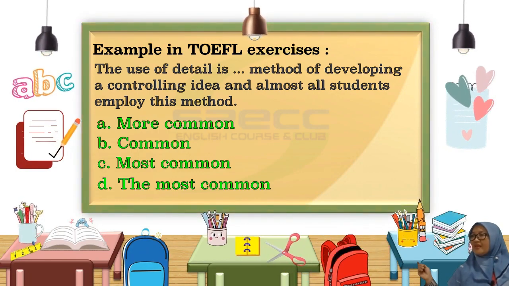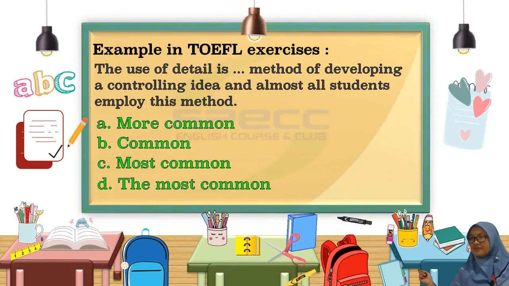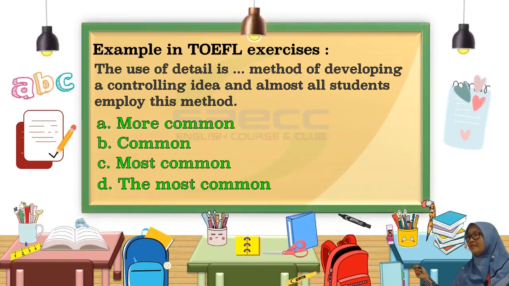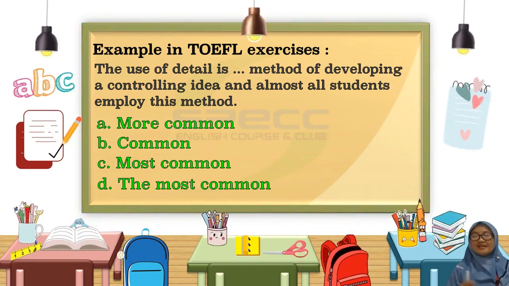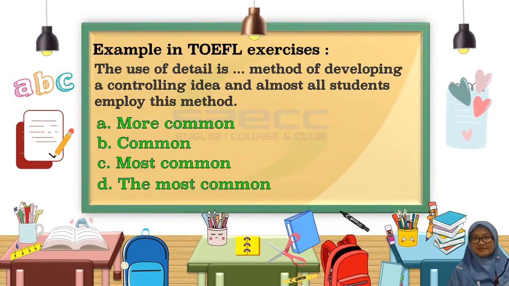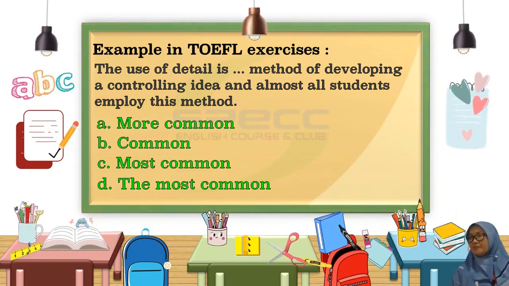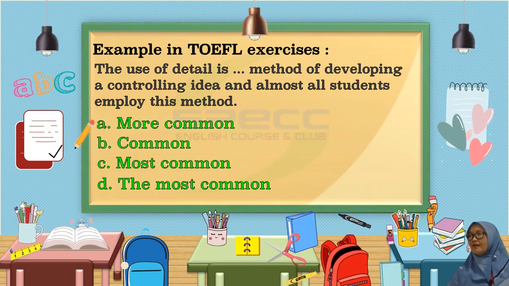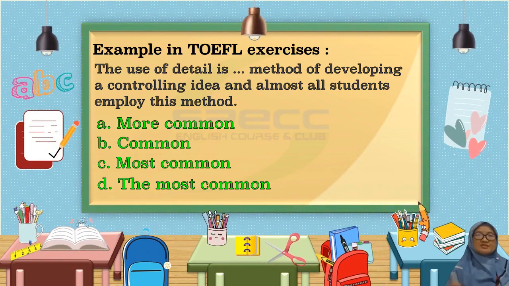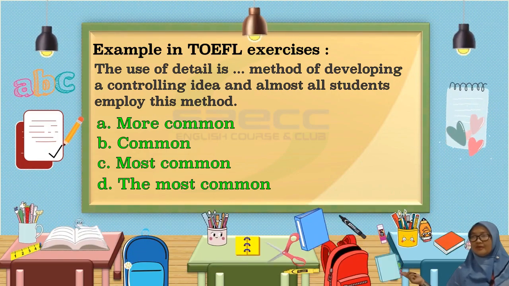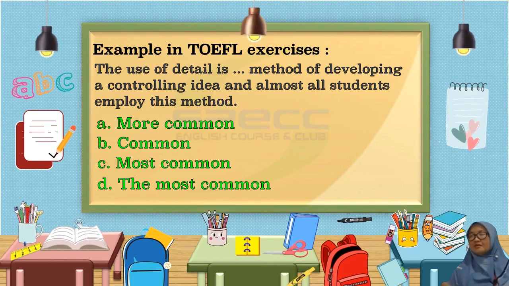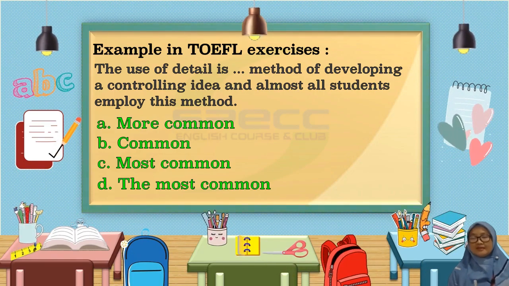Now let's see. If you use more common, choice A, you use more common, but in this sentence there is no the word than, so choice A is not the right answer. And then what about B, common? Common method. Before the word common there must be an article, maybe a or the. So choice B is not the right answer.